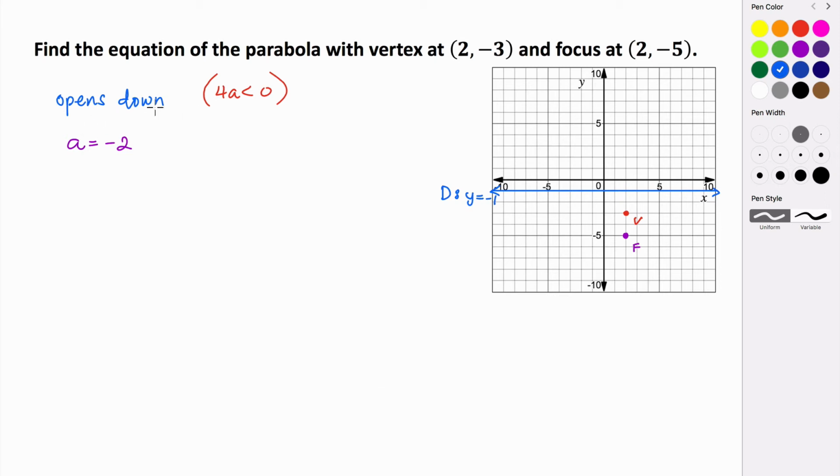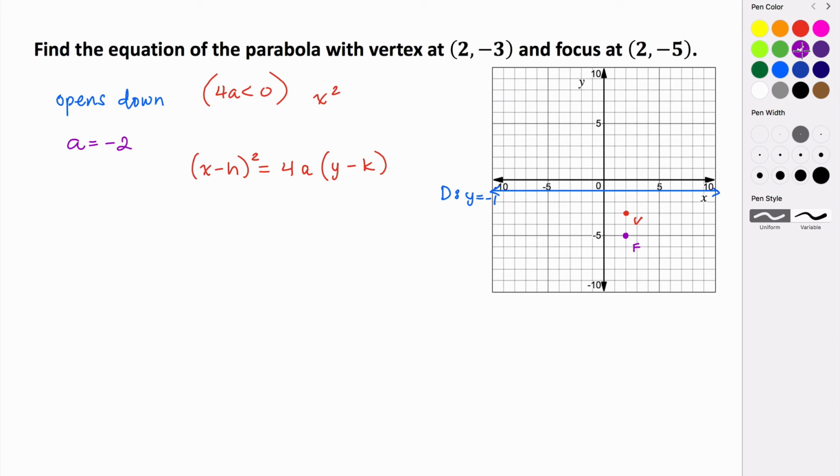So because this opens down, that tells us that this is the y squared variety of a graph, right? So this is going to be, not y squared, this is going to be the x squared variety of the graph. So the equation that we're going to be using is (x minus h) quantity squared equals 4 times a times (y minus k).